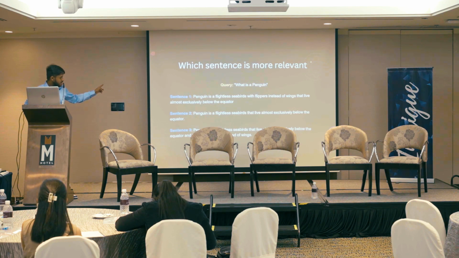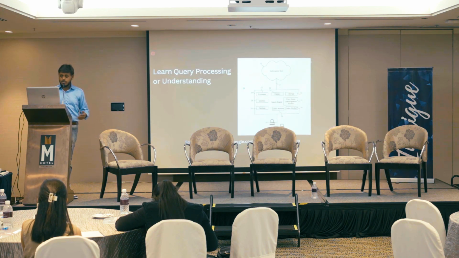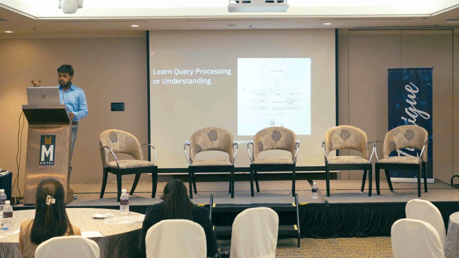In this case, the query is what is a penguin. Sentence 1 is more relevant because it defines that a penguin is a flightless seabird. But if the question was something different, like where does a penguin live, then sentence 3 would be more relevant, because there we use the term equator in the beginning of the sentence. So just by changing the word sequence, you are actually creating different relevancy scores for your answer to a particular search query.